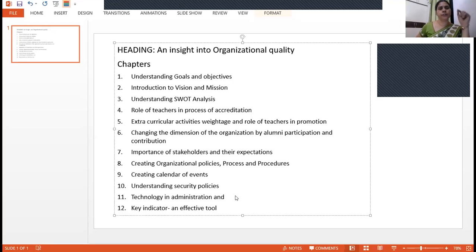We are talking about non-teaching staff. The changing role of administration in the process of accreditation can also come in, because their role has become really very big. Sometimes their role is bigger than that of the teachers. 70% of it is theirs now.